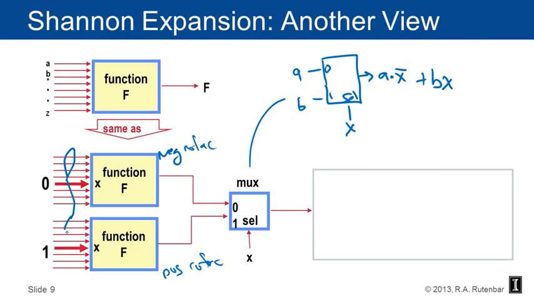So these things and those things are the same, and those things and those things are the same inputs going there, right? This thing says, oh, look, this is just x bar and f of x equals 0 plus x and f of x equals 1, and that's just the Shannon expansion theorem. Sometimes I find that when you look at this as a piece of hardware, it makes more sense for people.